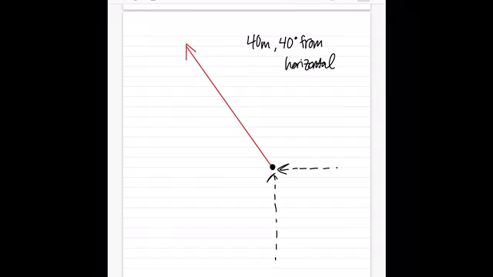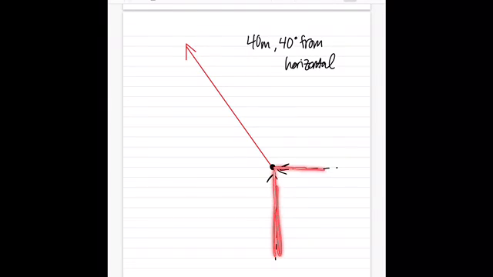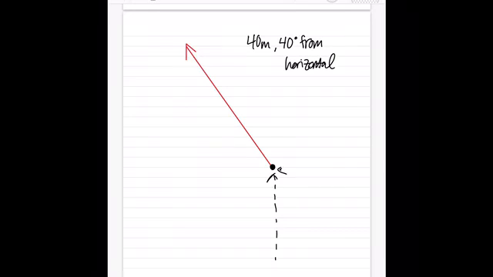The result, depending on how strong each of these forces are, is that you would come off in this direction here. So when this force is combined with this force, it comes off this way. Depending on how strong these are determines your angle here. Now, let's talk about what it means by 40 degrees from the horizontal.